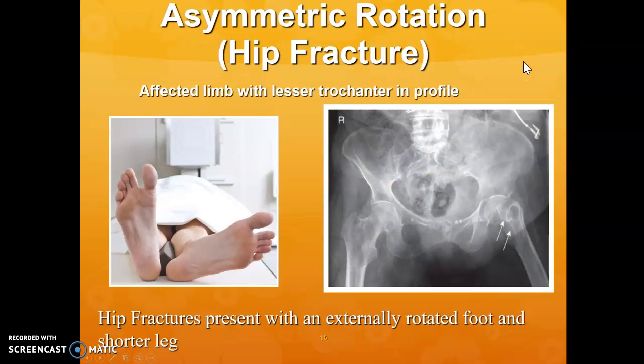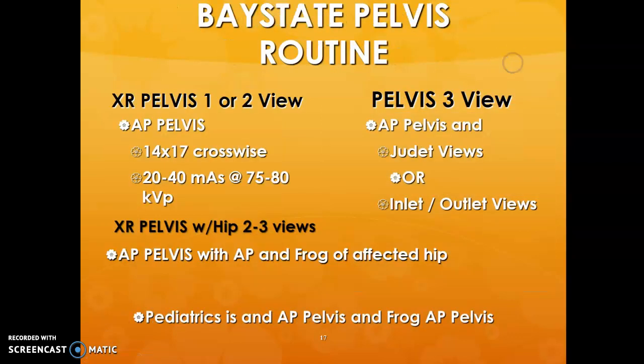Asymmetric rotation is often a visual sign of a hip fracture. When your emergency room patients come in for a pelvis, I look at their feet. Hip fractures present oftentimes with an externally rotated foot of the affected leg, and the leg tends to be shorter than the other. Why? Because the fracture might look like this, and this femur is pushed up higher than the normal. So it presents externally rotated and shorter.